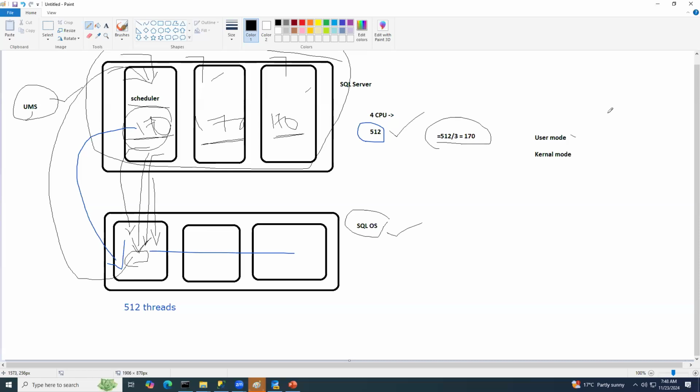Whatever process we install on the operating system, each process we call a user mode process. Even if it is a command prompt, SQL Server, or PowerShell, each process is called a user mode process because the user installs and manages the process. Kernel mode is basically your operating system, the Windows operating system. So the responsibility of the user mode scheduler is to schedule your threads.